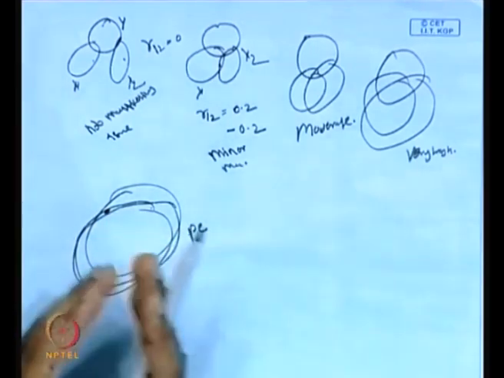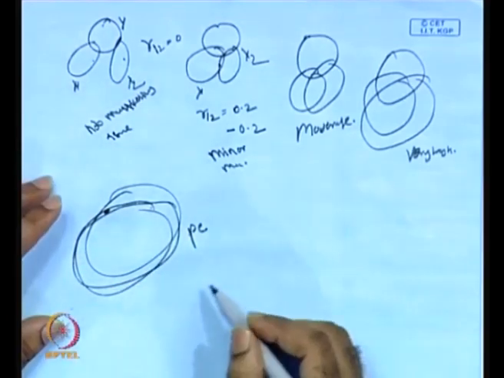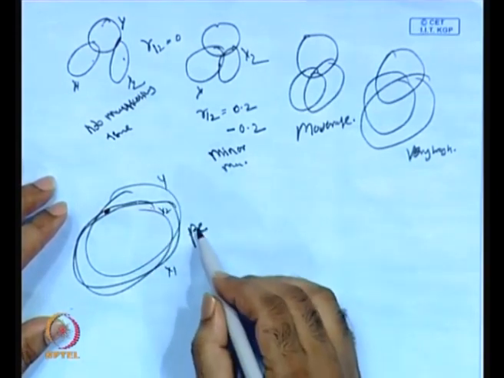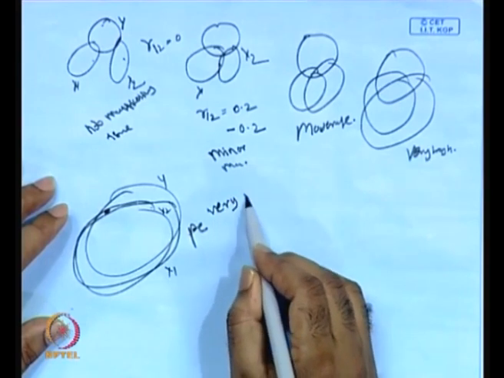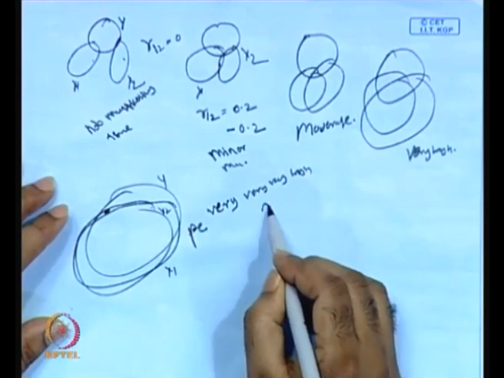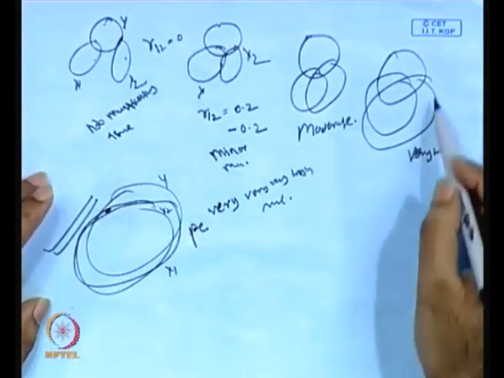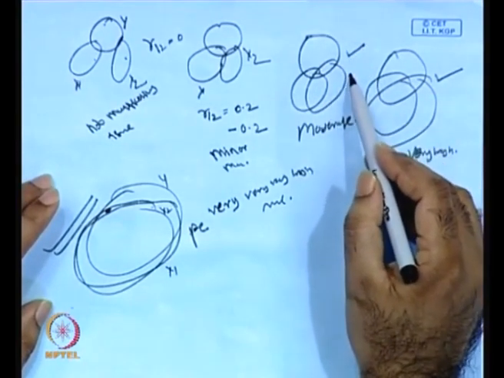Perfect means the two circles merge into each other equally. In that case, this is x1 and this is x2, this is y. It is a very, very high multicollinearity. This is a very serious issue for econometric problems. This is also a serious issue. This, in fact, is a small issue of multicollinearity problem.